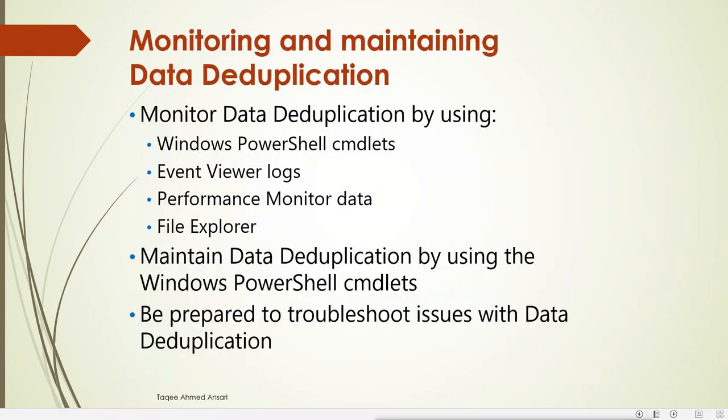For monitoring and maintaining data deduplication, we can monitor it by using PowerShell cmdlets, just like we have seen, like the data dedupe status, data dedupe schedule, and other commands. We can also use the event logs in Event Viewer to check the logs for data deduplication. We can use Performance Monitor data also, and set performance monitors to check the data deduplication status. And also we can directly go to File Explorer, right click and open Properties, go to the drives, volumes and directories, and check the data.